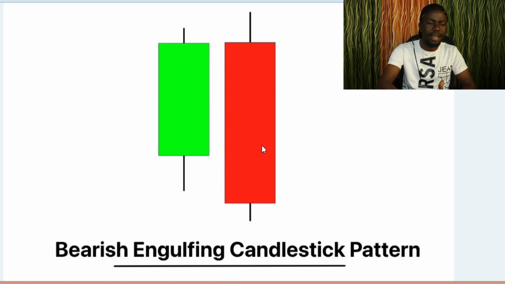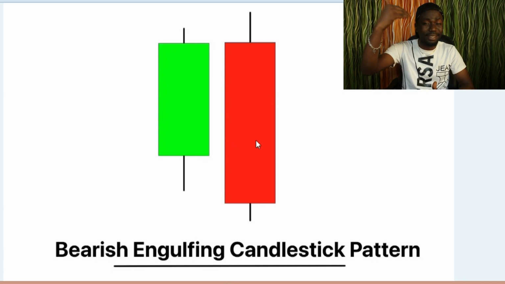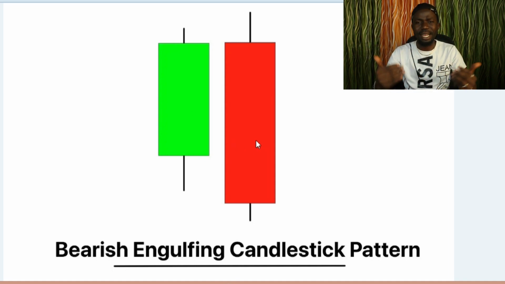Once you identify this bearish engulfing pattern at a resistance level during an uptrend, it tells you that the buyers could not push the price any further, and that the sellers have stepped in and they are going to push the price down. So it tells you a trend reversal from an uptrend to a downtrend. That is what the bearish engulfing pattern tells you.